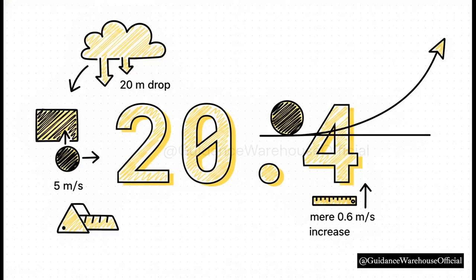Now, you'd probably think that starting off with 5 meters per second of speed would give us a massive, noticeable boost at the bottom of the track, right? But surprisingly, adding that initial energy only bumps our final velocity up to 20.4 meters per second. That is a measly 0.6 meter per second increase over starting completely from rest. It really highlights just how dominating the energy from that 20-meter vertical drop really is.